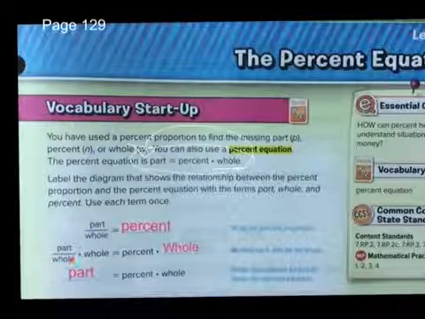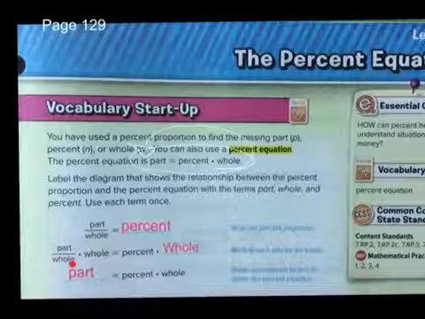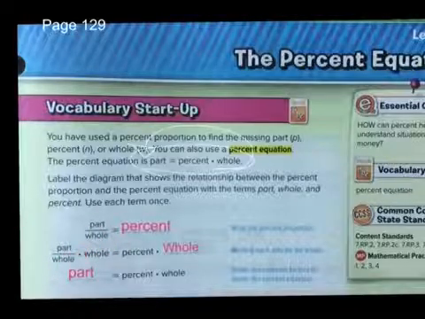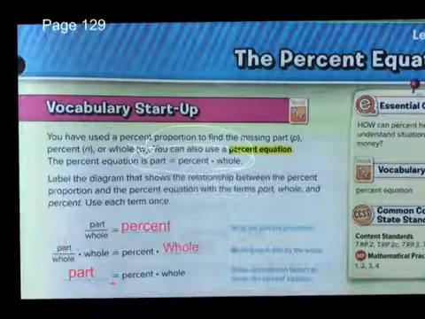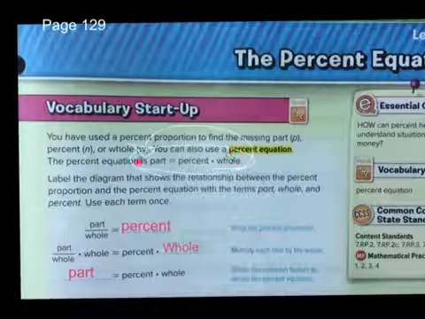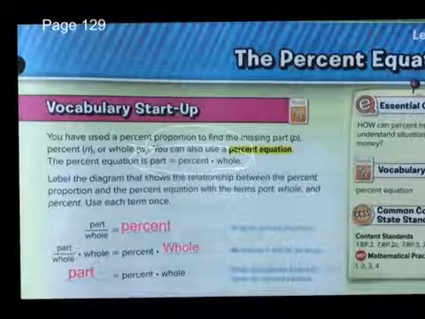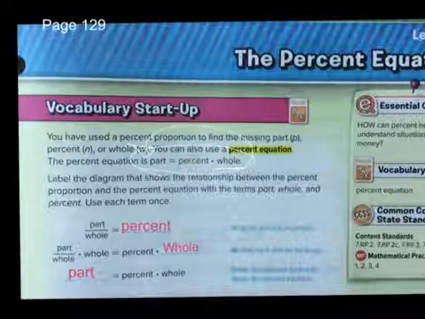So this whole canceled out with this whole, right? They cross-reference because this one's above 1. So this whole canceled with this one out, and all you're left with is part equals percent times whole, and that's your equation. Anyways, we will practice this a little bit later. Let's try the real world link.